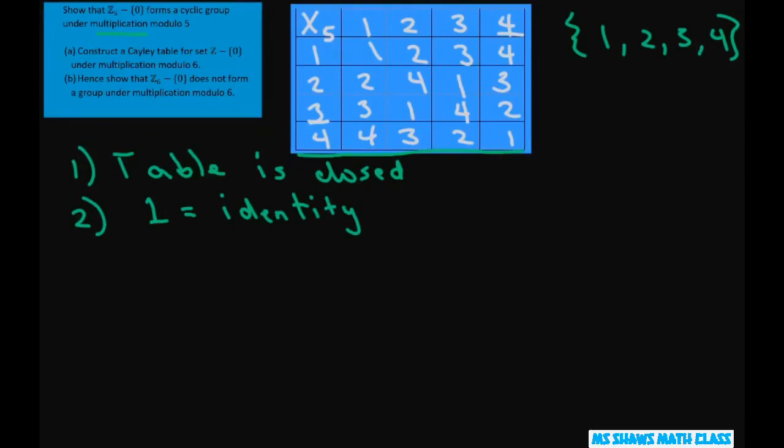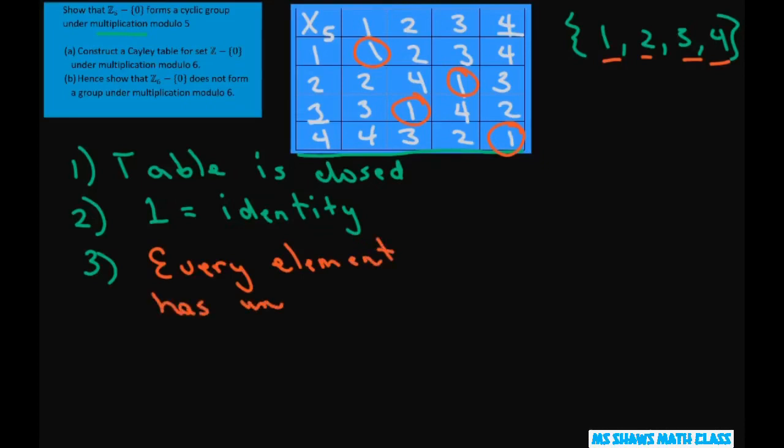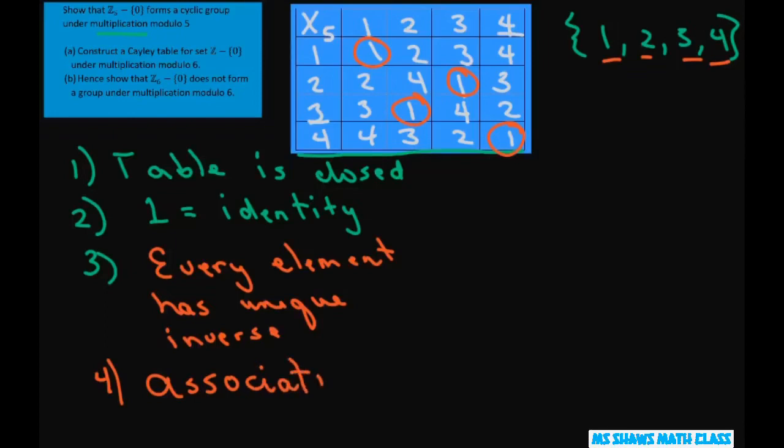All right, 1 appears in every row and every column, so every element has a unique inverse. And for the associative property, multiplication is always associative. Therefore, this is associative. So it is a group.